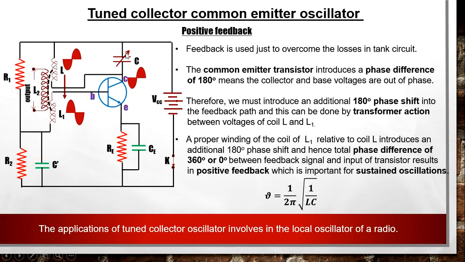You can see that there is an arrow on this capacitor. This arrow means this capacitor has variable capacitance, and the capacitance may be changed intentionally with the help of either mechanical effort or electronically. These tuned collector, common emitter oscillators are very important, and they are actually involved in the local oscillator of a radio. So this is the end of today's video.